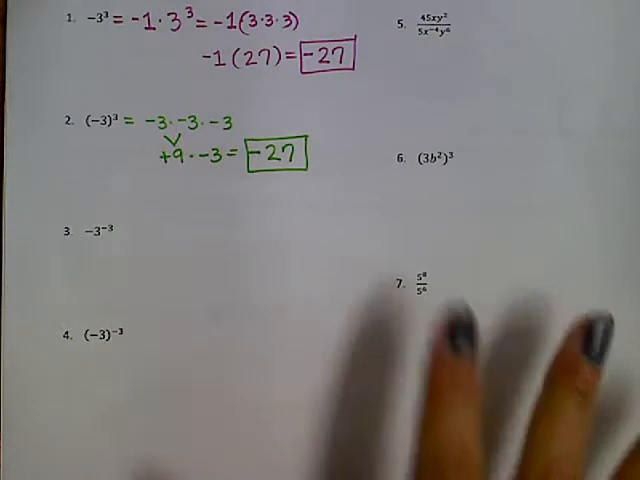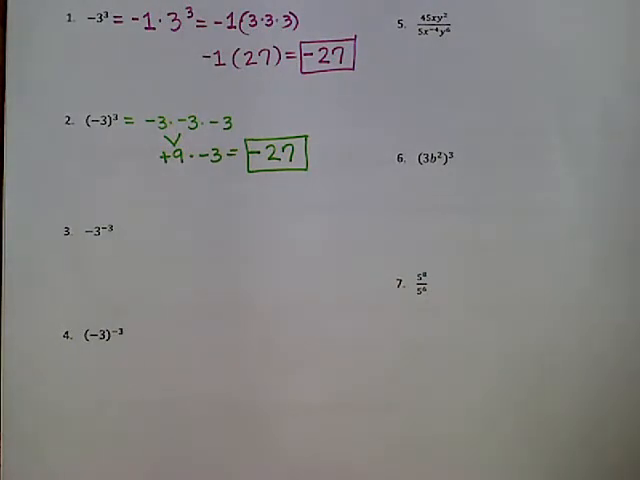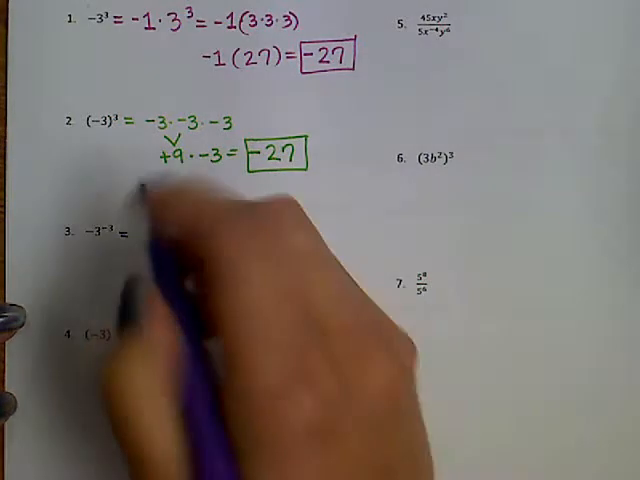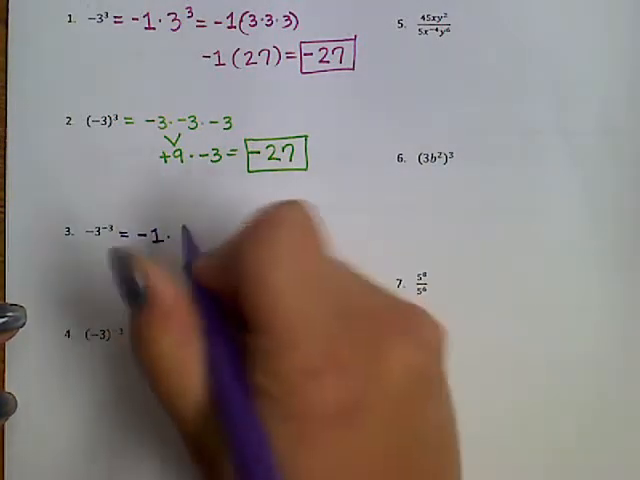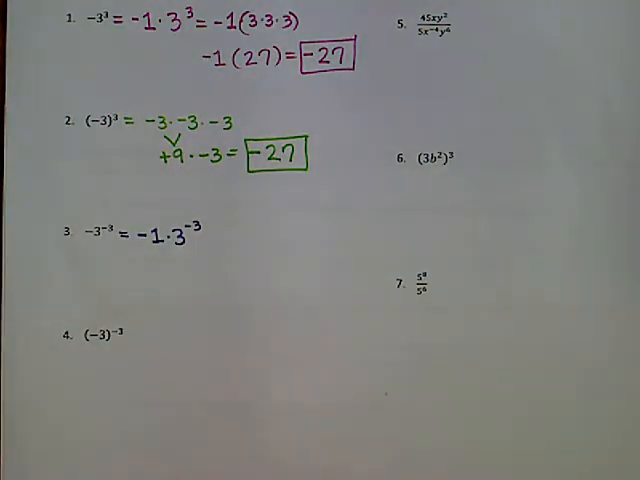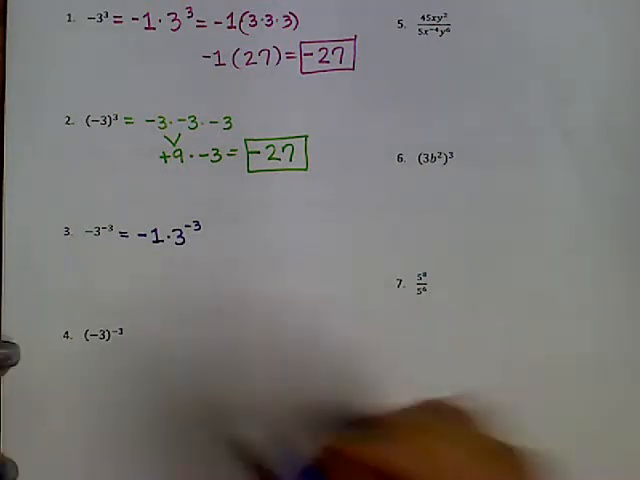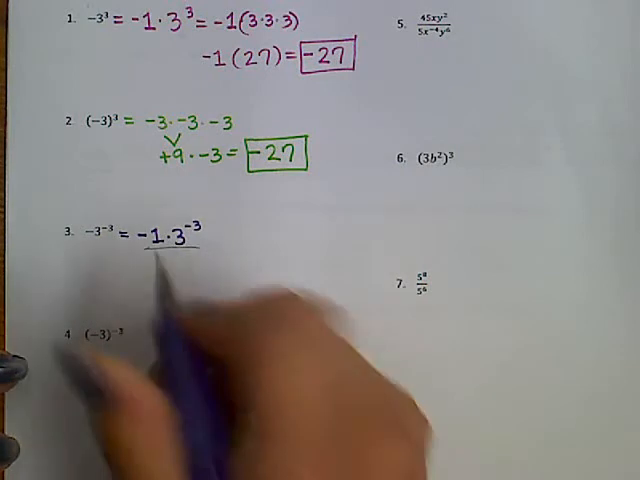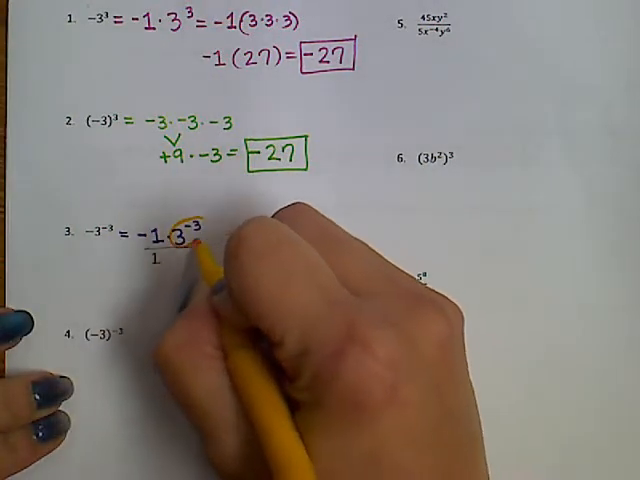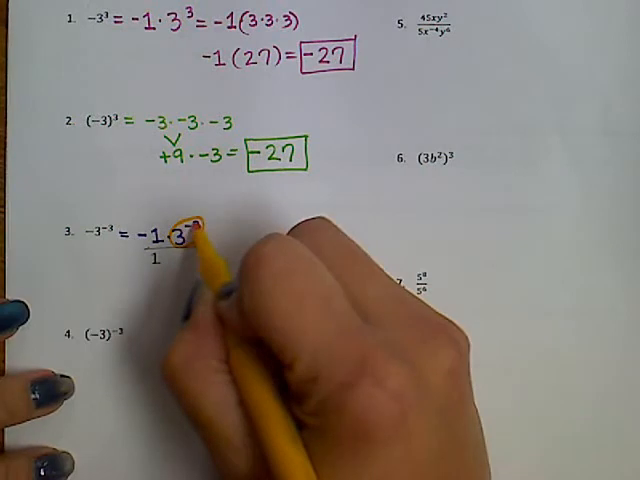So let's continue. Now we have negative 3 to the negative 3 power. One thing to recall is that we are not allowed negative exponents. So I'm going to rewrite this as negative 1 times 3 to the power of negative 3. Essentially, this is a quote-unquote whole number, so any whole number we can turn into a fraction by putting it over 1. Since I am not a fan of negative exponents, I'm going to circle the entire term that has a negative exponent. I'm going to cross it out.